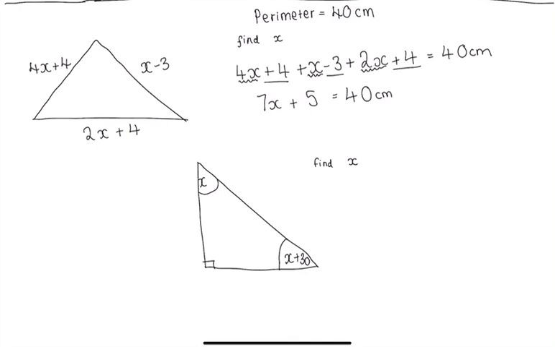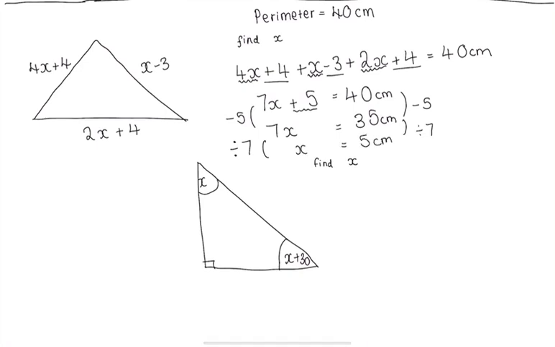Now what you can see here is we've actually got an equation very similar to what we were looking at in the previous video. We've got a two-step equation. So to solve this, the first thing I'm going to do is get rid of this 5. So I'm going to take that 5 away from both sides. So I've got 7x left, and that equals 35. And then to get rid of that 7, the opposite of 7 lots is to divide by 7. So this leaves me with x equals 5 centimetres. So that's forming and solving an equation when we've got a perimeter.